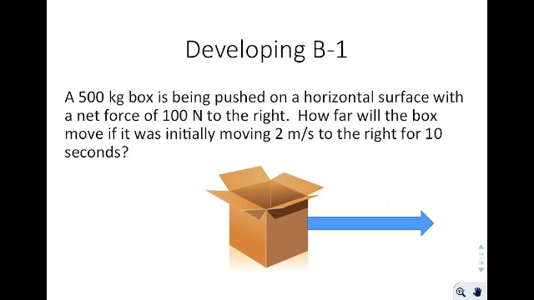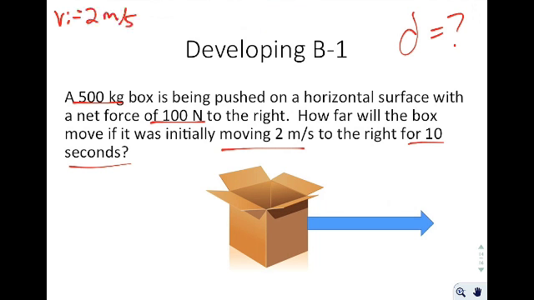A 500 kilogram box is being pushed to the right on a horizontal surface with a net force of 100 newtons. So we've got a couple numbers right here. How far will the box move if it was initially moving at 2 meters per second to the right for 10 seconds? So I'm looking for distance. Since I'm looking for distance, I really want to look at my kinematics motion variables first. I'm given an initial velocity of 2, a time of 10, and I'm trying to solve for the distance.